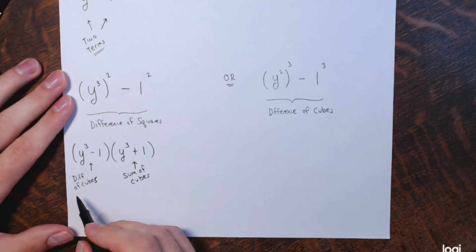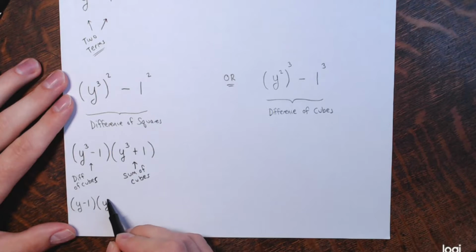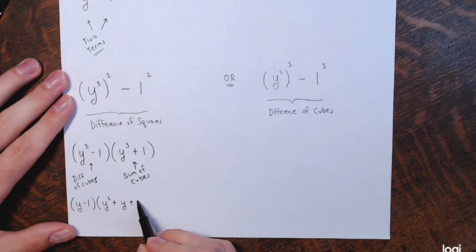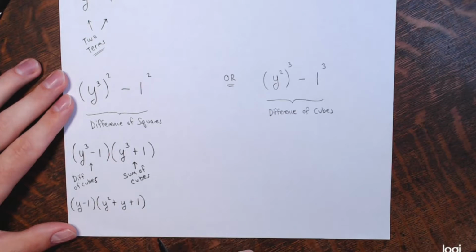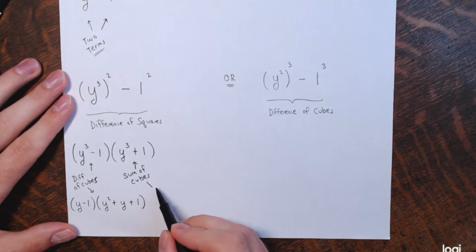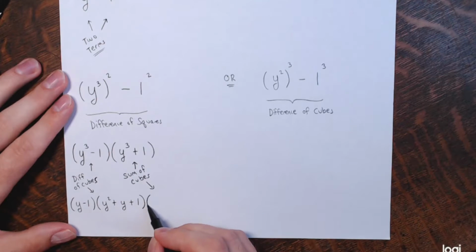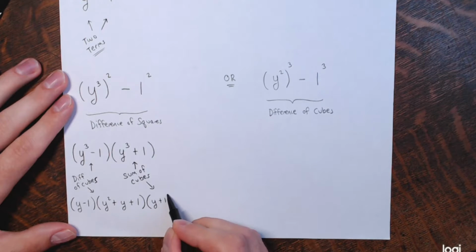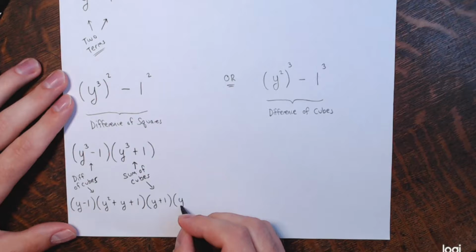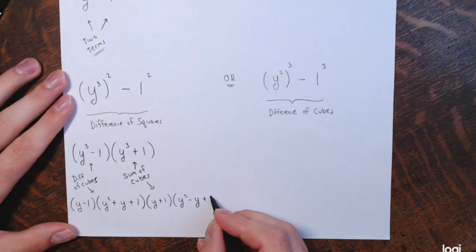So this difference of cubes, y cubed minus 1, that'll factor to y minus 1 times y squared plus y times 1, just y, plus 1 squared, which is just 1. That's the difference of cubes, how that would factor. Then the sum of cubes, y cubed plus 1, would factor to y plus 1 times y squared minus y times 1, or just y, and then plus 1 squared, or plus 1.